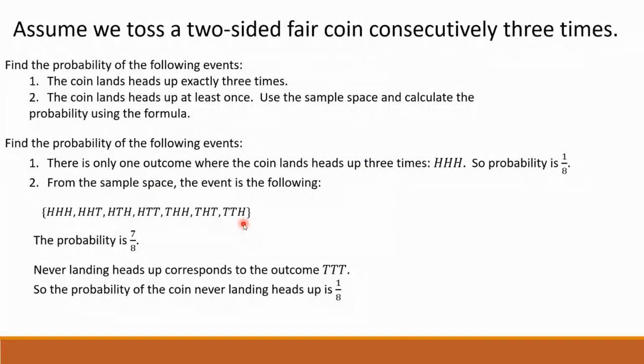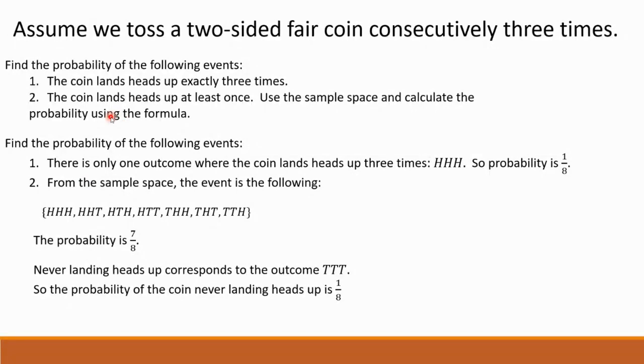So with that in mind, let's consider this one. Let's find the probability of these events occurring. The coin lands heads up exactly 3 times. And then we'll find the probability that the coin lands heads up at least 1 time. So we're going to find out these probabilities. Again, it's a little bit easier, so I'm going to use 2 methods. One by just looking at the sample space. The other one I'm going to use that formula just to illustrate it.